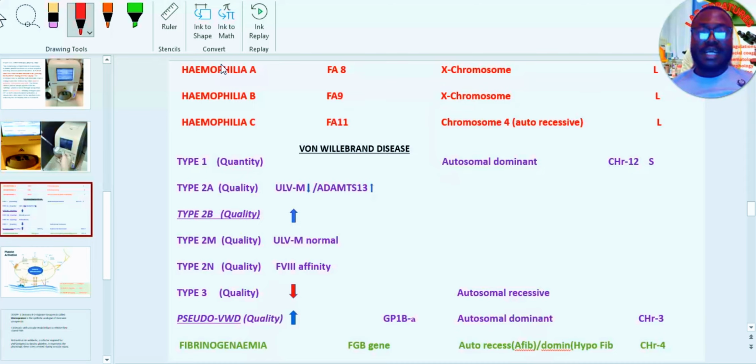So the inherited types are A, B, C. All factors involved here are in the intrinsic pathway, the APTT pathway. That is why in most monitoring, it is the APTT ratio, the APTR, that will be requested.